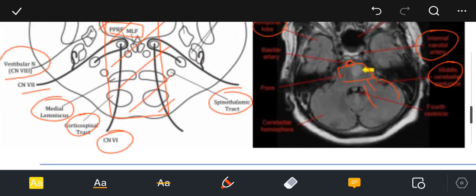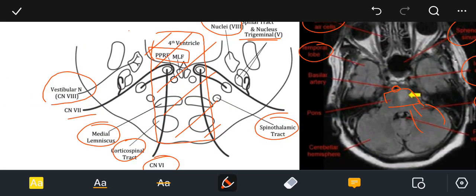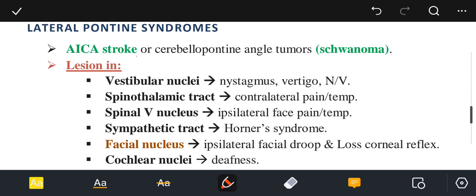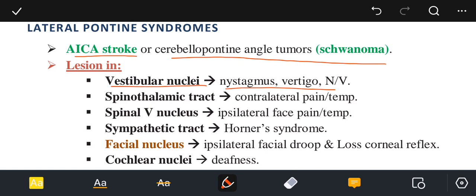The lateral pontine syndrome, they are present over here, like this and this. So why is it there in the first place? Because of ICA stroke or cerebellopontine angle tumor, that is the schwannoma. A lesion in the vestibular nuclei will result in nystagmus, vertigo, nausea and vomiting. If the spinothalamic tract is damaged, contralateral pain and temperature sensation will be lost. If the spinal nucleus of cranial nerve 5, the trigeminal nucleus, is gone, ipsilateral face pain and temperature sensation will not be present.